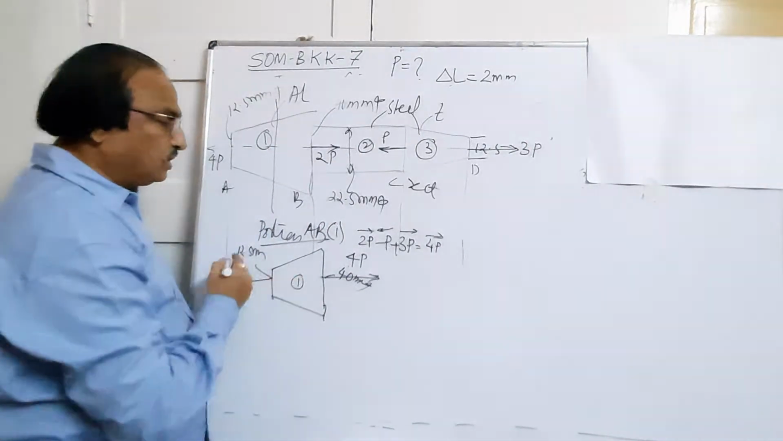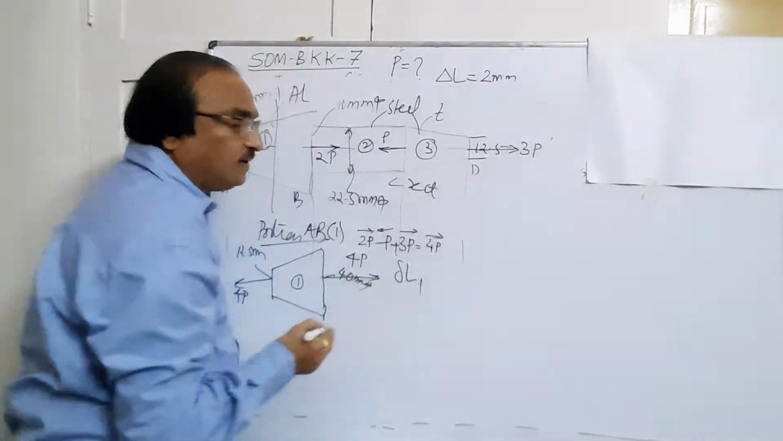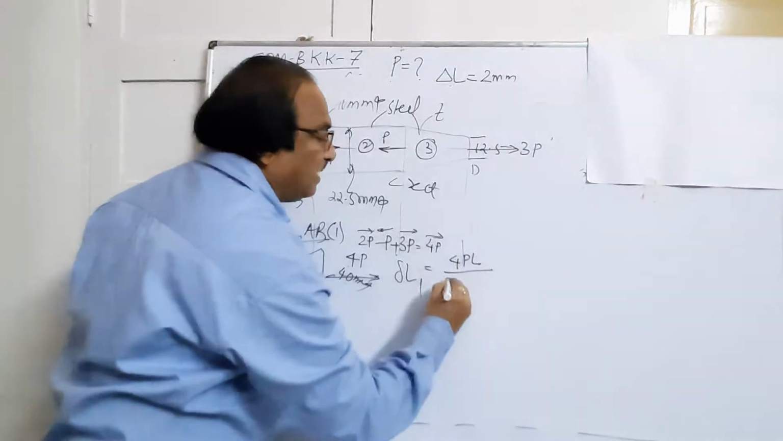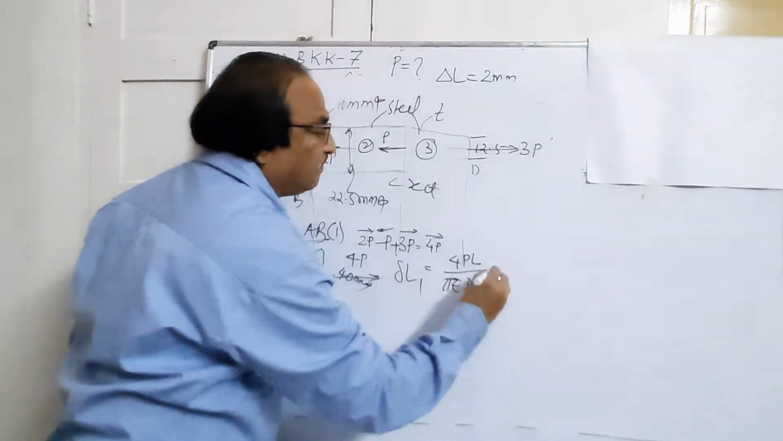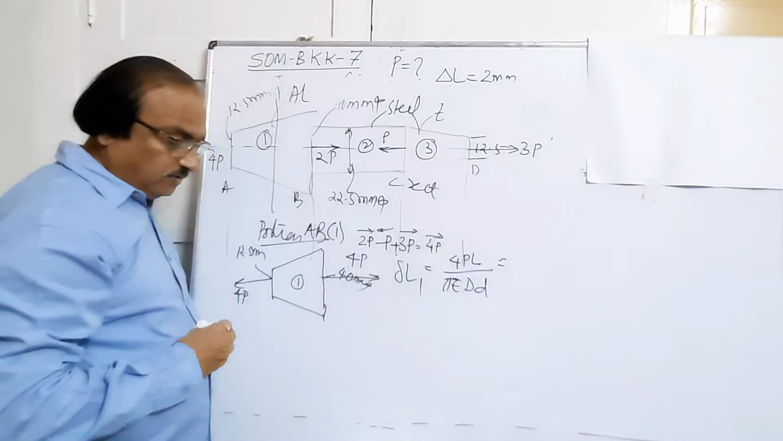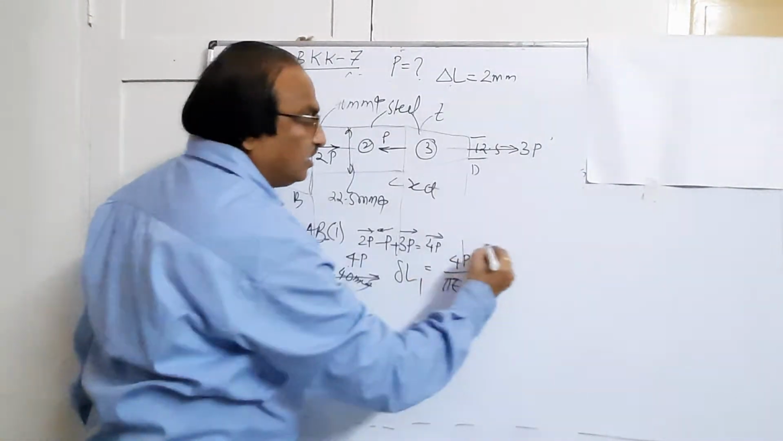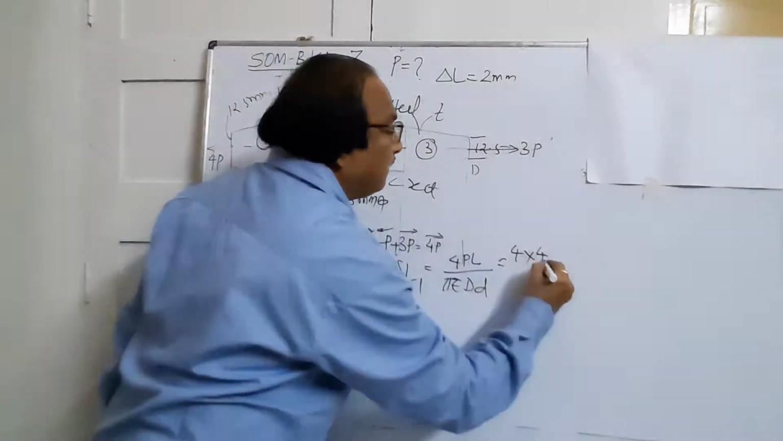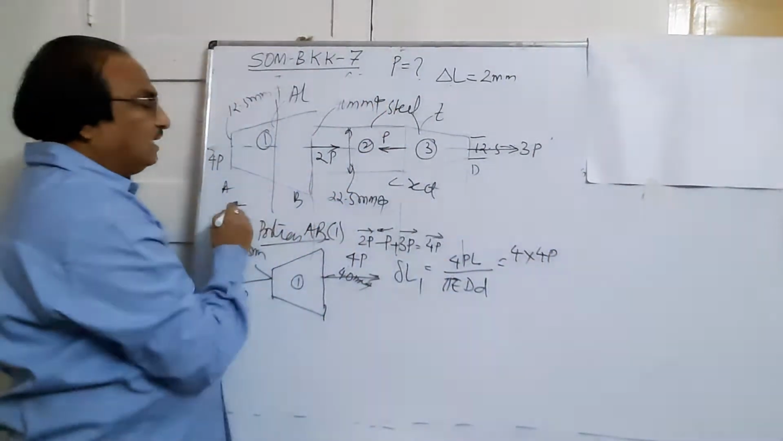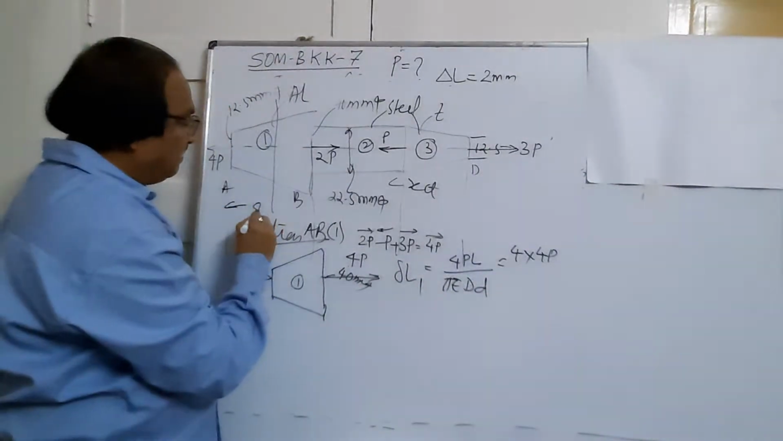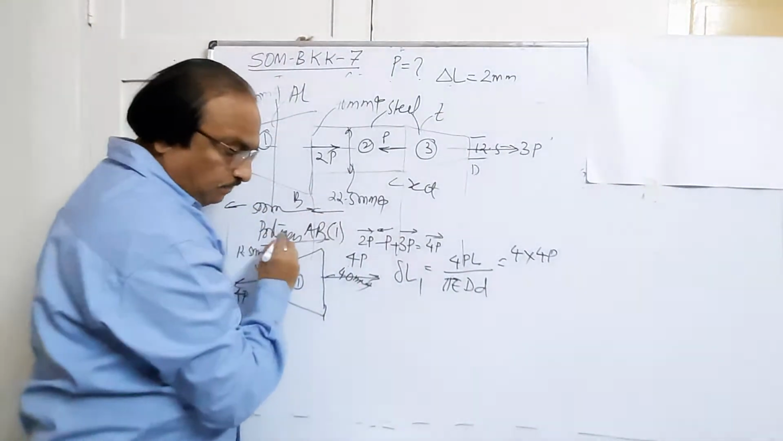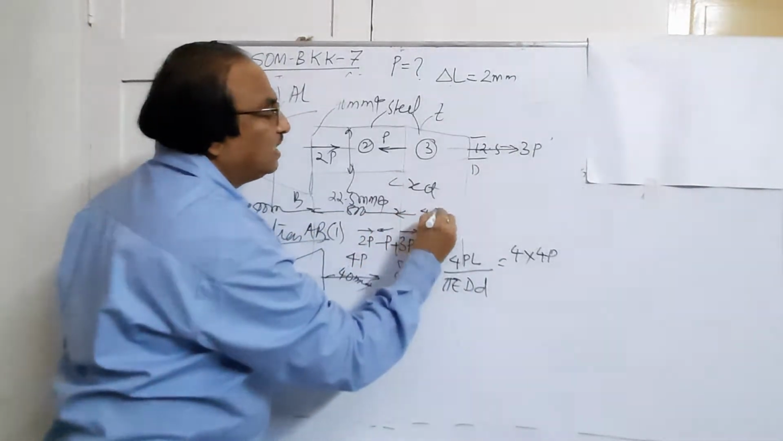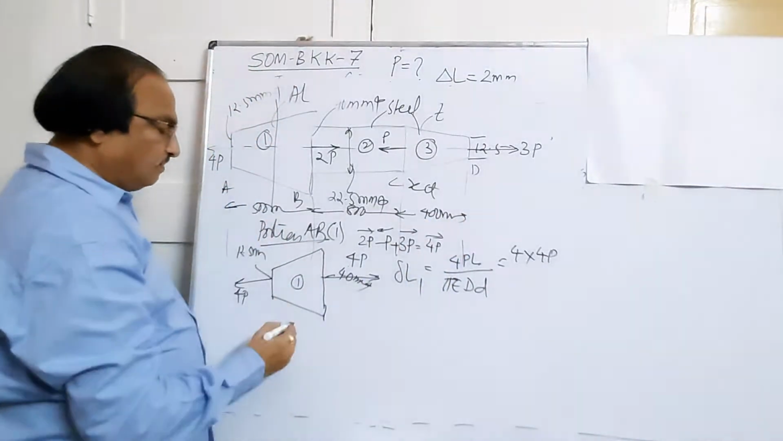So if I take this portion A1, directly we know the formula. Delta L1 is equal to 4PL by pi E d D. Directly substitute the values, you get the value of P. So it will be 4 into P, the load acting, which is 4P. Length of the member, let me get the length of the member. This is 500 mm. This is 800 mm. And let us take this as 400 mm. So here the length of the member is 500.